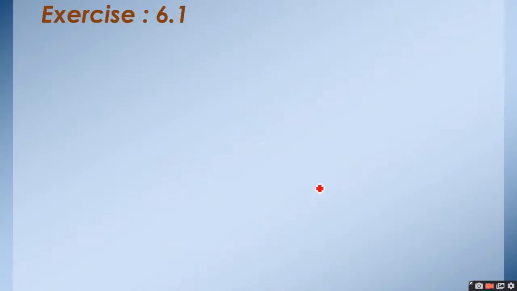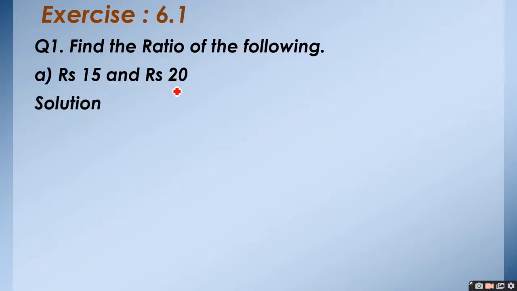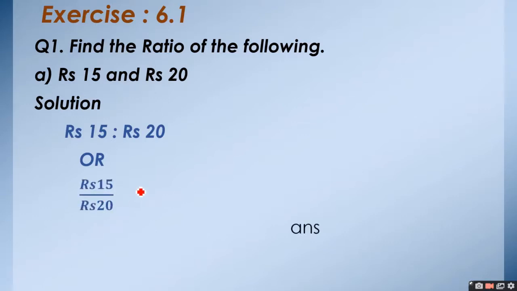Now let's solve exercise 6.1. Question number 1 is: find the ratio of the following: rupees 15 and rupees 20. We have to find the ratio between rupees 15 and rupees 20. First we write the solution and then we copy the question as it is. Or we can write it as a fraction, rupees 15 ratio rupees 20. Now let's solve.